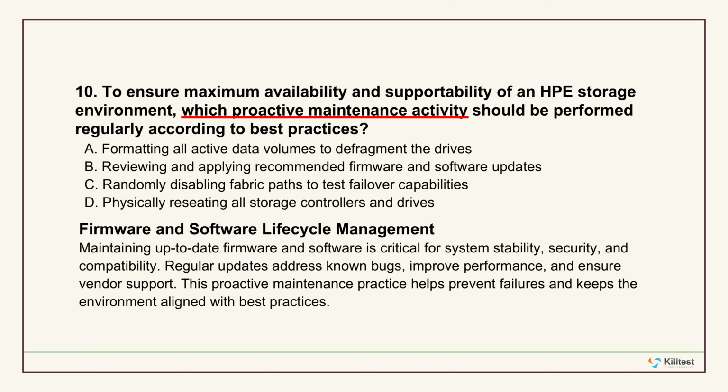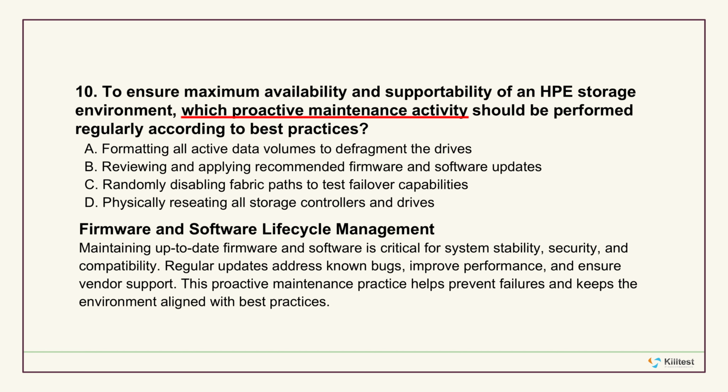Okay, let's hear the final options. Option A, formatting all active data volumes to defragment the drives. Option B, reviewing and applying recommended firmware and software updates. Option C, randomly disabling fabric paths to test failover capabilities. Or option D, physically reseating all storage controllers and drives.